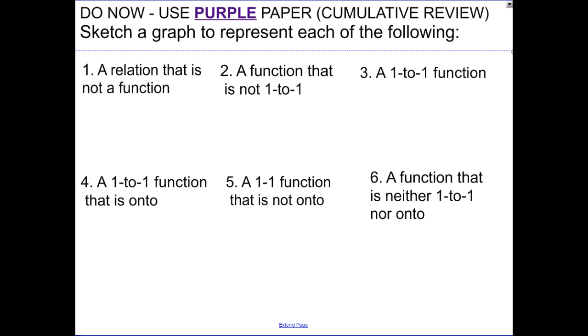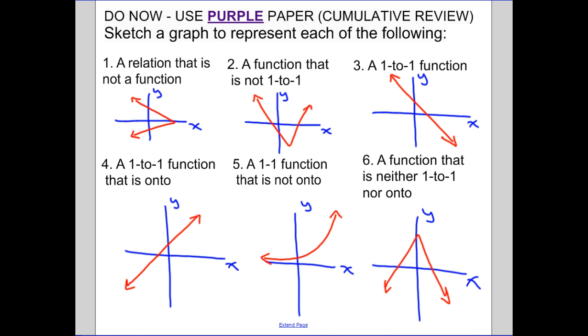Okay, at this point, hopefully you've made each one of those graphs, and I'll reveal my answers. Knowing that my answers could differ from yours, you have to have certain characteristics. Okay? So, first one, a relation that is not a function has to fail the vertical line test. Function that is not one-to-one, pass the vertical line test, and fail the horizontal line test. A one-to-one function has to pass both the vertical and horizontal line tests.